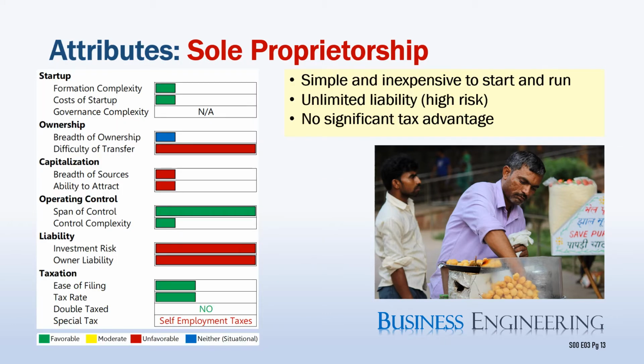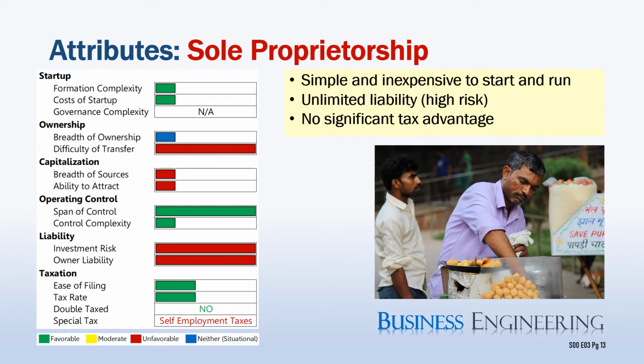The relative attributes or pros and cons of a sole proprietorship are: starting the business is very simple and low cost. There's essentially zero corporate governance. The breadth of ownership is 100% that of the sole proprietor, but selling or transferring the business is not a clean or prescribed process. The capitalization generally comes entirely from the owner or from funding sources such as personal loans, bank loans, unsecured loans, credit card debt, family loans, and the like. The ability to attract outside capital investment is very low.